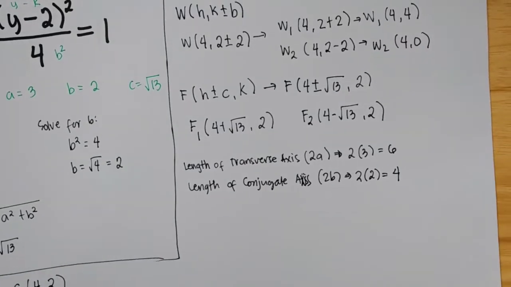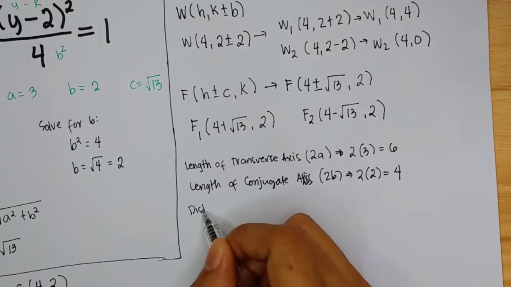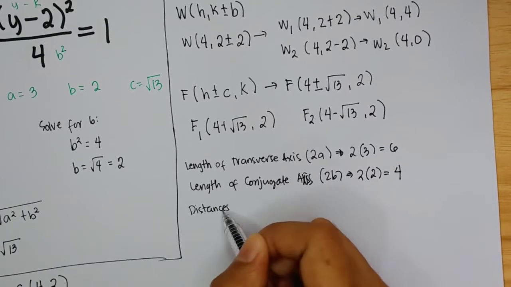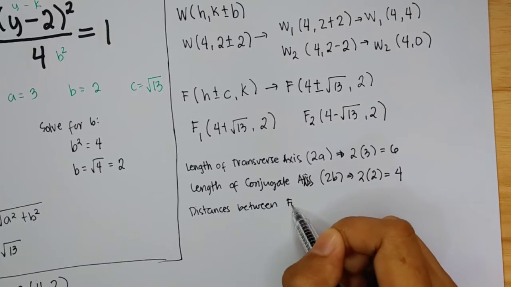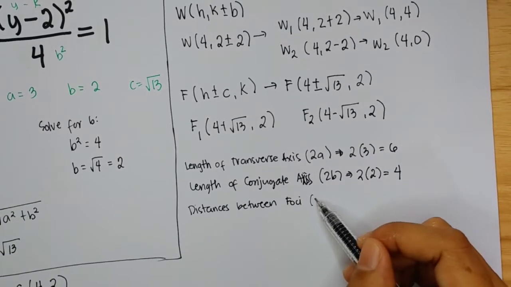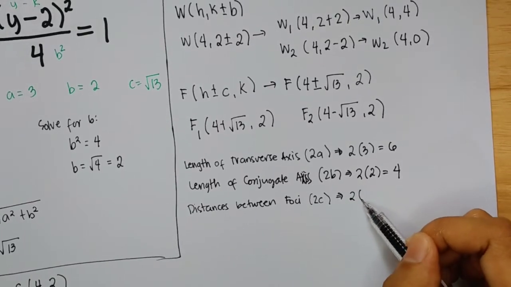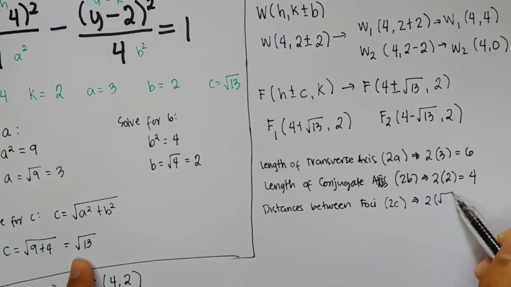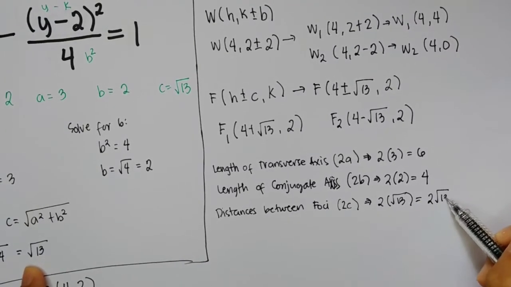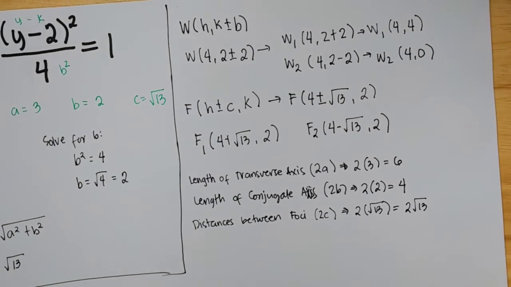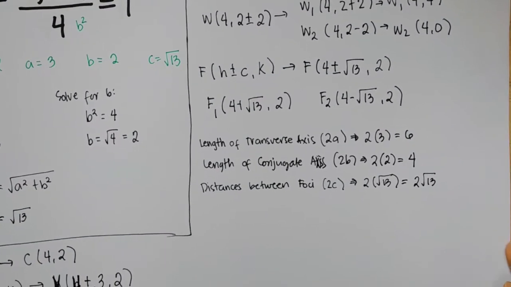Okay. Then, we also have here our distances of our foci. So, distance between foci. That is 2c. So, we have 2 times yung c natin is square root of 13. So, we have 2 square root of 13. So, yan yung distance or length ng distance between the two foci. Okay.